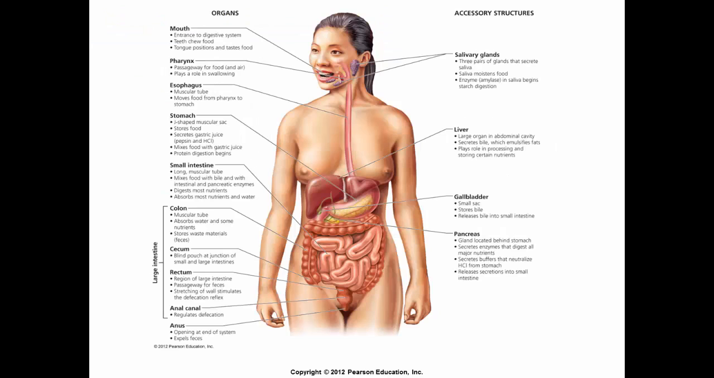This image found in your textbook is just an overview of the gastrointestinal tract, beginning at the mouth and ending at the anus. It breaks down some small bullet points that you might want to review for major functions. We will be going through many of these throughout the presentation.